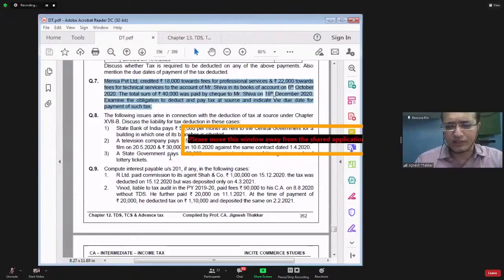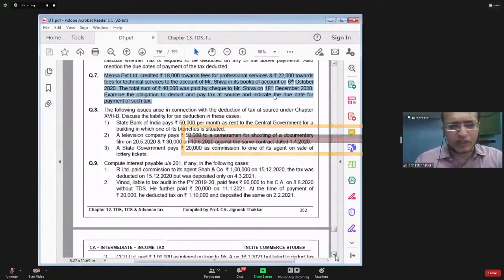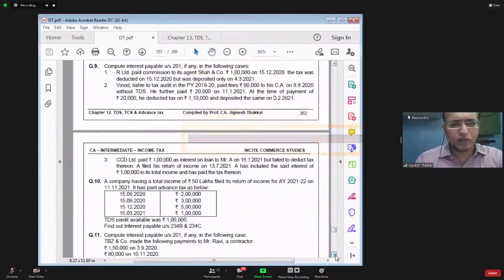Are you understanding? So in this case, TDS is not required to be deducted because each nature of payment does not exceed 30,000 limit.